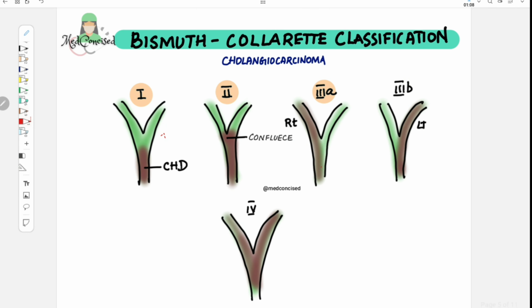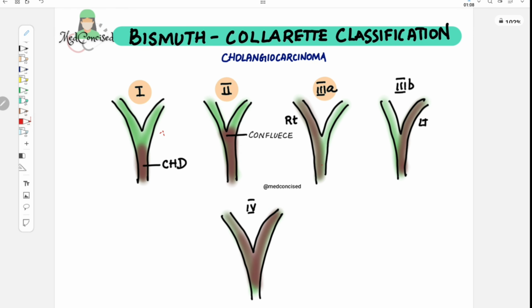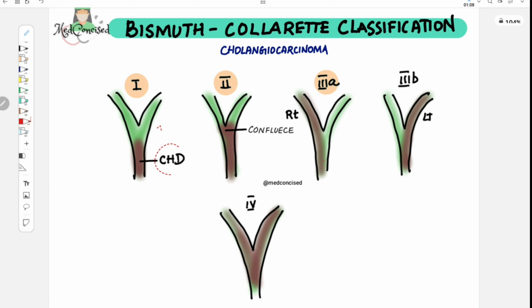So next is the Bismuth-Corlette classification for cholangiocarcinoma. This is also very easy. Here I am representing the normal bile tree by the green color, and by the brown color I am representing the carcinoma. So in type 1 there is involvement of the common hepatic duct alone. Now it is going up and up. It is now going up and involving the confluence.